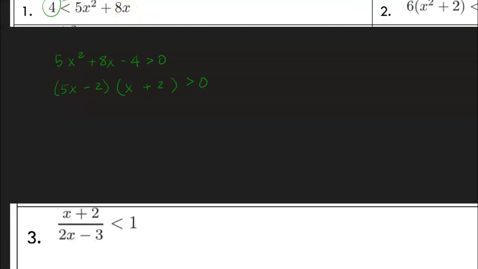Now, let's go ahead and solve for the critical points. So x is 2/5 and x equals -2. And then let's go ahead and make our sign diagram. We have a -2 and a 2/5.